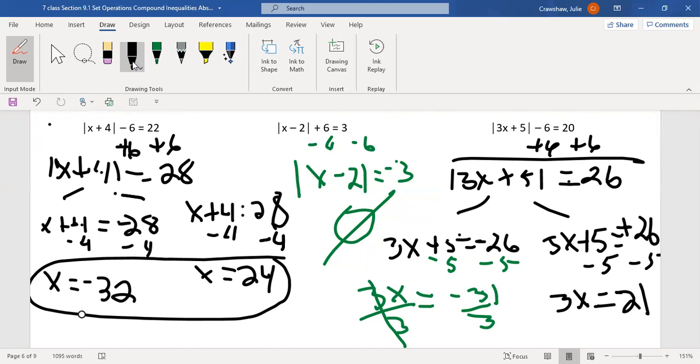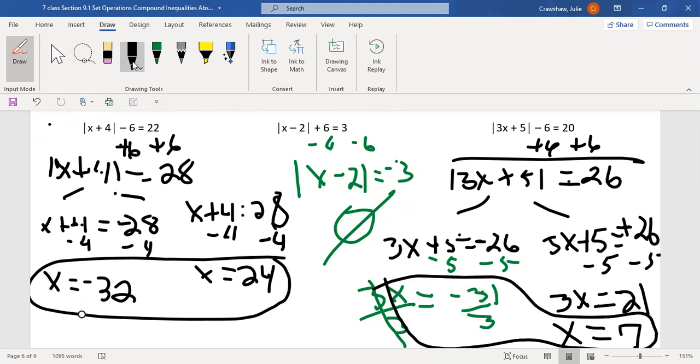And I'm going to divide by my 3, and I'm going to get x equals 7. So I have x equals negative 31 over 3, and x equals 7. Those are the 2 answers you should have got.